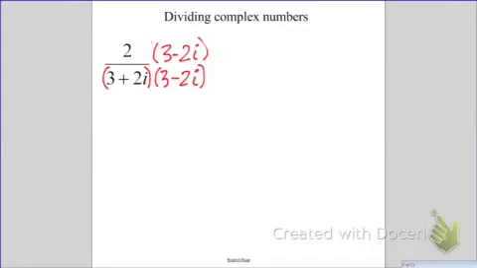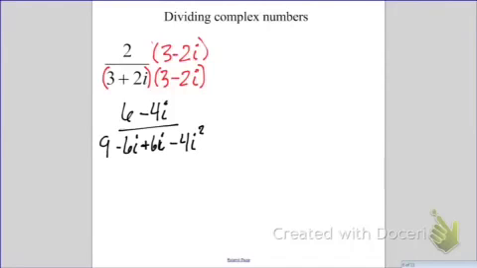On the top we have distribution to do. That's 2 times 3 is 6. 2 times negative 2i is negative 4i. And on the bottom I have 3 times 3, which is 9. 3 times negative 2i, which is negative 6i. 2i times 3, which is positive 6i. And lastly, 2i times negative 2i will give me my negative 4i squared.